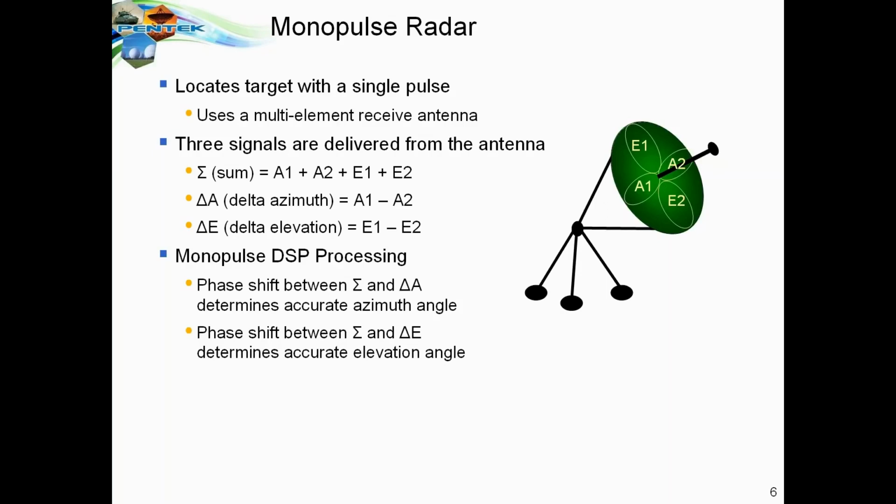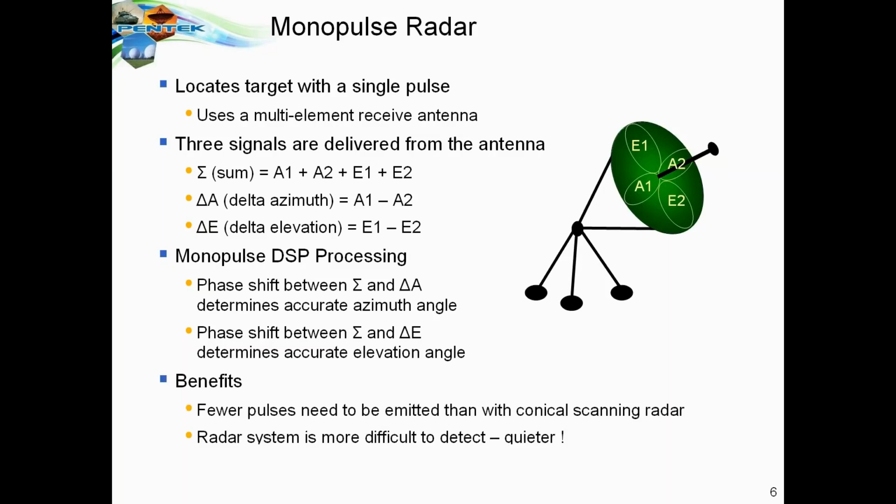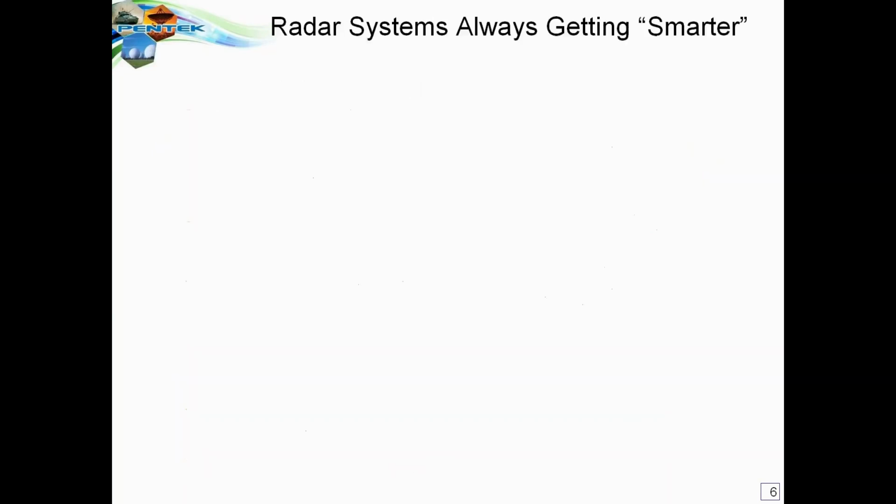That allows you to determine a very accurate azimuth angle of the target. And the phase shift between the sum and the delta E signal determines a very accurate elevation angle. Here the benefits are that there are fewer pulses needed than with a conical scanning radar or the rotating antenna. And this makes the radar system more difficult to detect, or we say it's a quieter radar. And with the additional signal processing, it gives you more target detection accuracy.